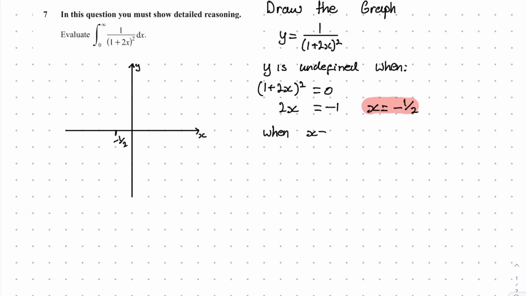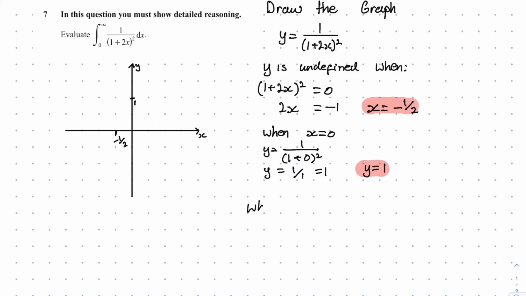So when x is equal to 0, we can plug 0 into the equation, and we get y is equal to 1 over 1 plus 0, all squared, which evaluates to y is equal to 1 over 1, which of course is equal to 1. Plotting this on the graph once again, and there we go.